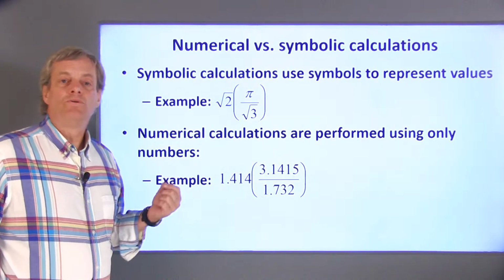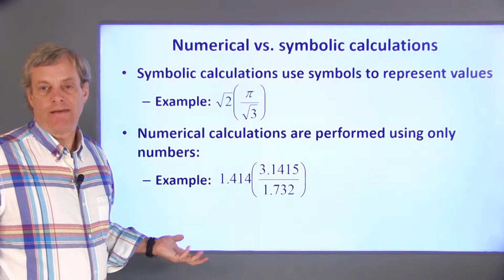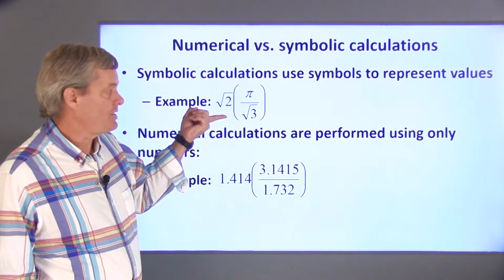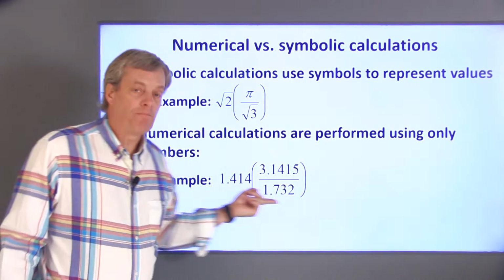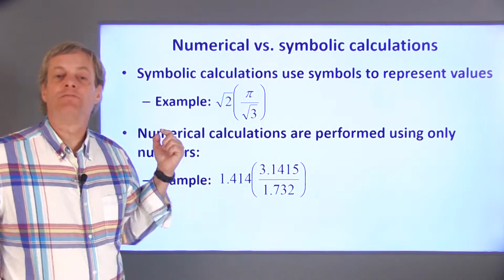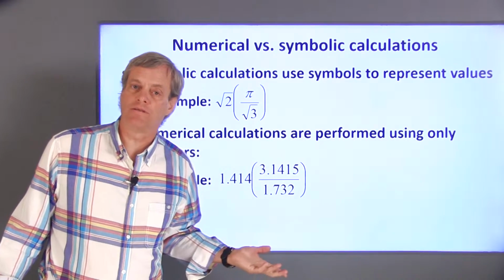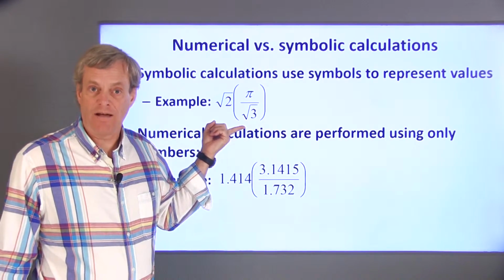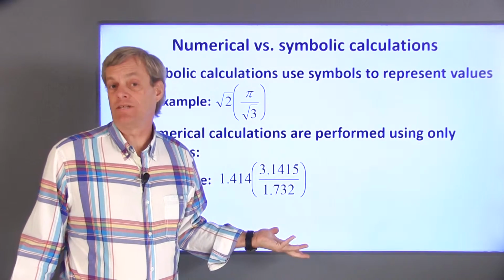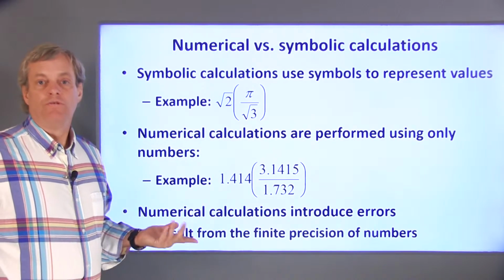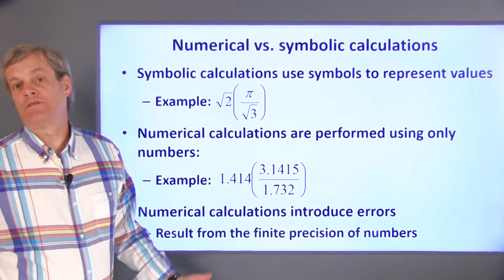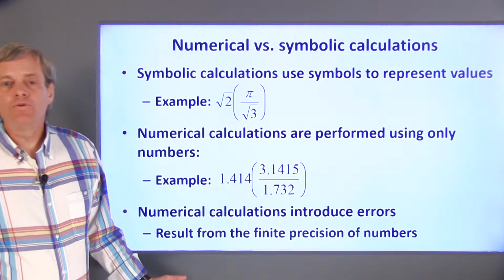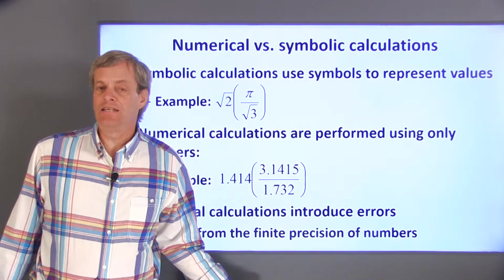Numerical calculations only use decimal numbers to represent values in a mathematical expression. For example, this expression might be a numerical representation of the previous expression. All the numbers here correspond to the symbols here, but they've been truncated to a finite number of decimal places. The numerical expression here isn't exactly the same as the symbolic expression above, since an infinite number of terms in the numbers are missing. So in general, numerical calculations introduce errors which result from the finite precision with which numbers can be represented. So why would we ever use numerical calculations if they're almost guaranteed to be wrong?